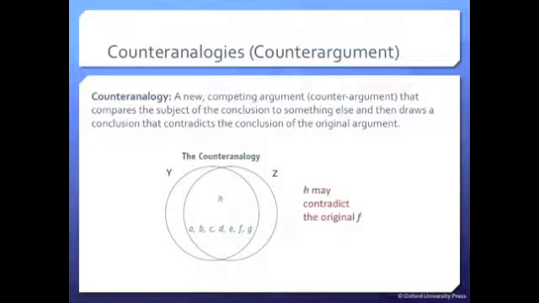Now consider this diagram here. This is a diagram of the counter-analogy. What the counter-analogy will do is compare Y, which was the subject of the conclusion of the previously given argument, to another thing Z. And it will note various similarities between Y and Z, those being A, B, C, D, E, F, etc. Also, it will suggest that because Z has a certain other characteristic or quality H, Y will have this other characteristic or quality H as well. And H may contradict the original quality F that the previous argument was applying to Y in its conclusion.